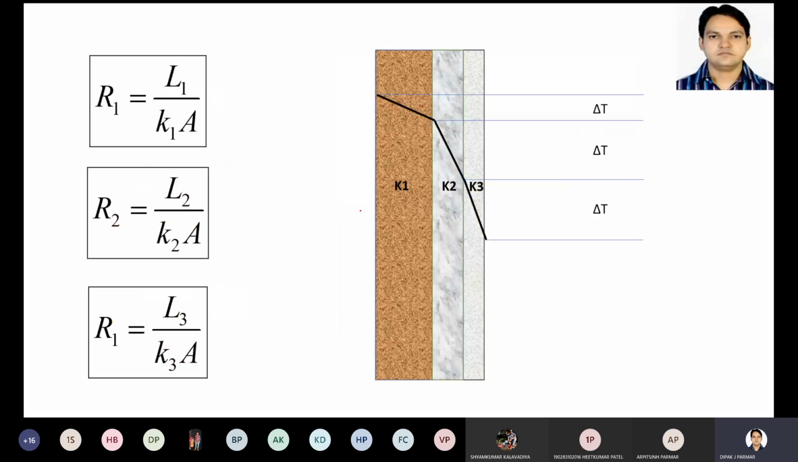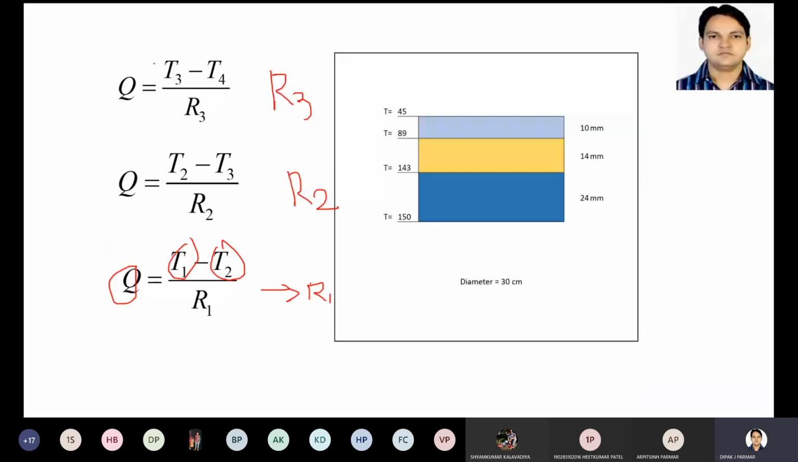Now R1 is what? L1 upon K1A. R2 equal to what? L2 upon K2A. And sorry, I made a mistake. This is R1, R2, and please consider R3, this will be L3 upon K3A. L1 is known to us, what? 24 mm. You need to convert it into meter. Area is what? Diameter is given, so pi r square will be the area. So this is known to us, this is known to us, R1 you will get from this equation.